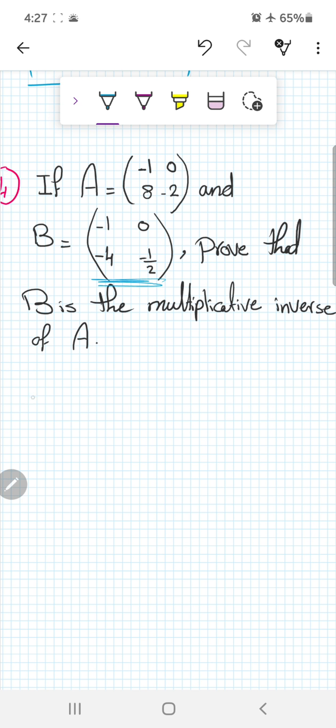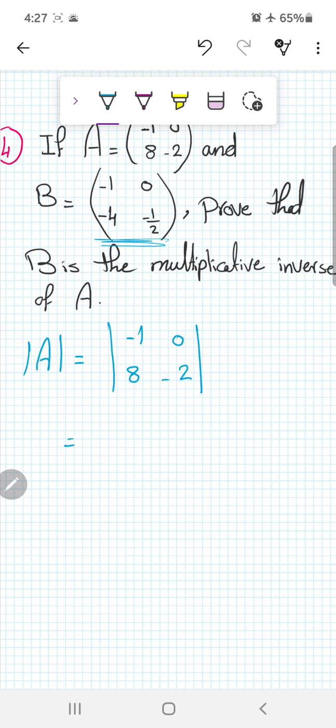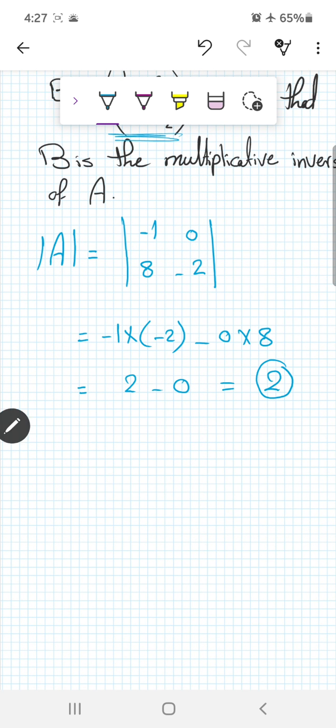First, get the determinant of A, which is negative 1 times negative 2 minus 0 times 8. So here we have negative 1 times negative 2, it will be 2. 2 minus 0 equals 2. So the determinant, the delta here, will be 2. Okay? So here we have A to the power of negative 1 equals 1 over delta, which is 2.